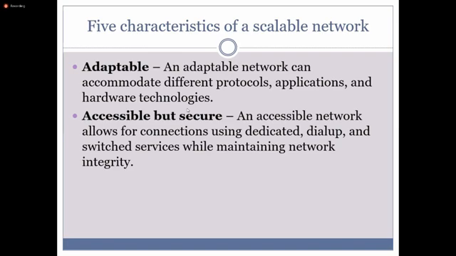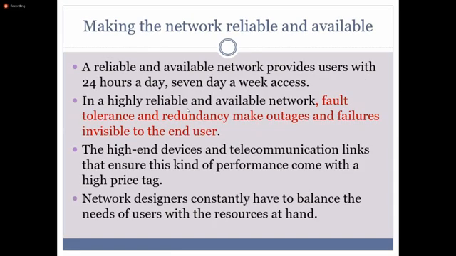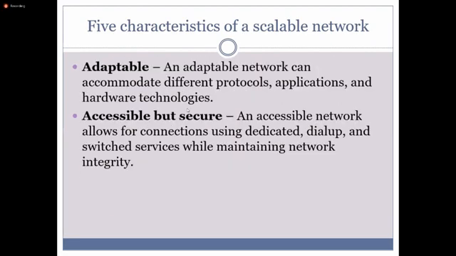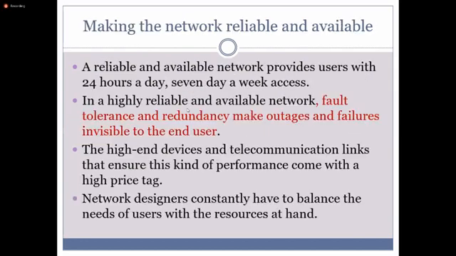And the other thing is, an accessible network allows for connections using dedicated, dial-up and switched services while maintaining network integrity. Integrity means the data is protected from unauthorized changes to ensure that it's reliable and correct. So integrity is protecting data from unauthorized changes. So those are the 5 characteristics: reliable and available, responsive, efficient, and adaptable. The last one, accessible but secure.